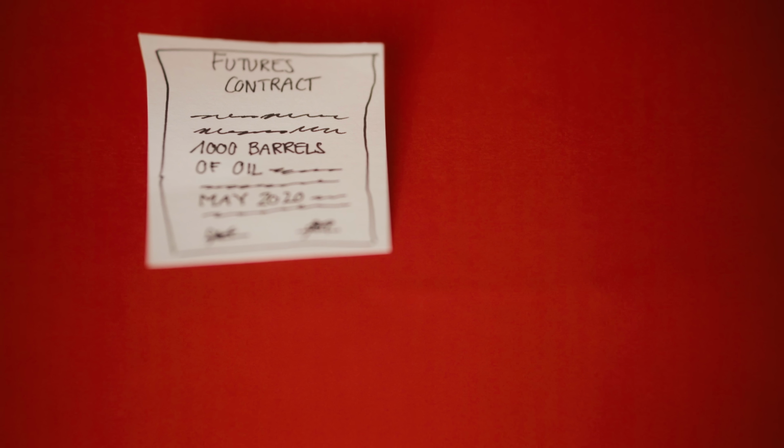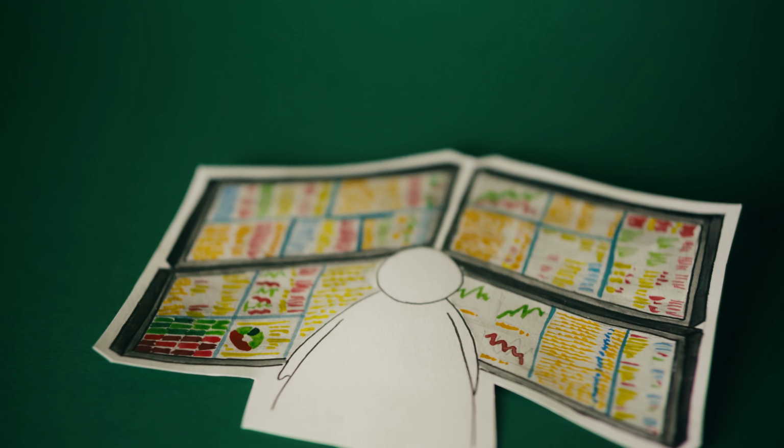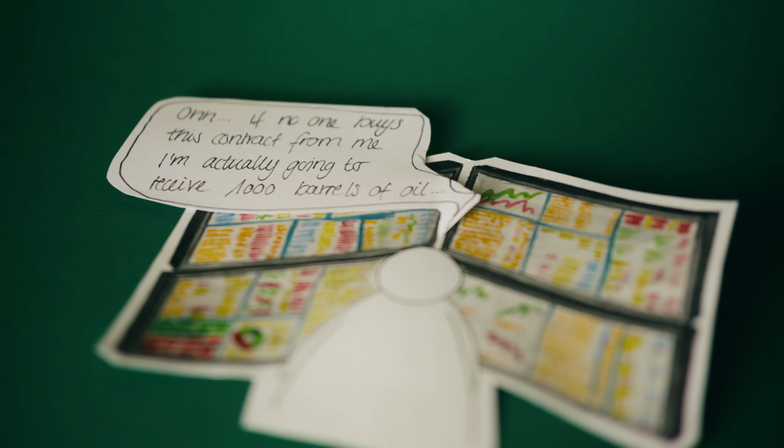So as the May 2020 oil futures contract approached expiration, so-called maturity, the speculators, the guys who never intended to touch a single barrel of oil, suddenly realized, oh god, if nobody buys this contract from me, I'm actually going to receive 1,000 barrels of crude oil in 2 days, and I can definitely not keep it in my bathtub.